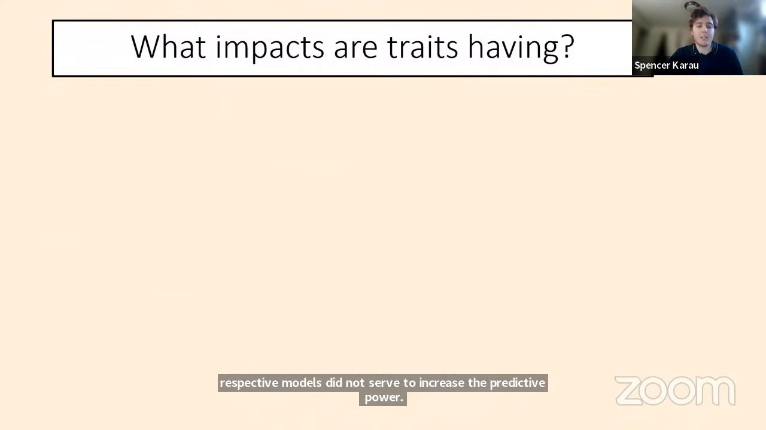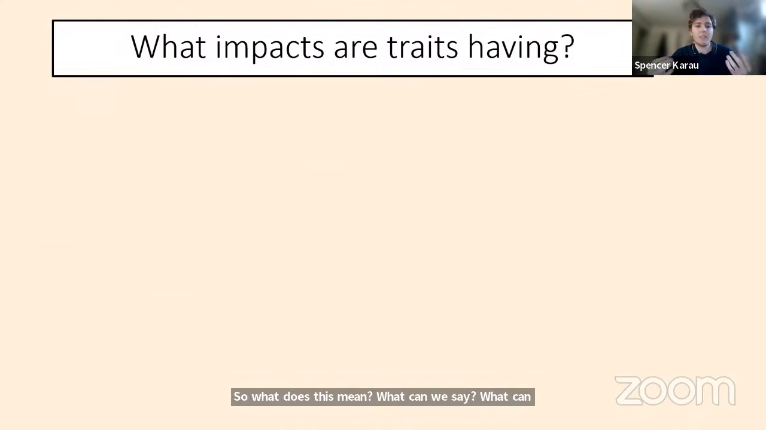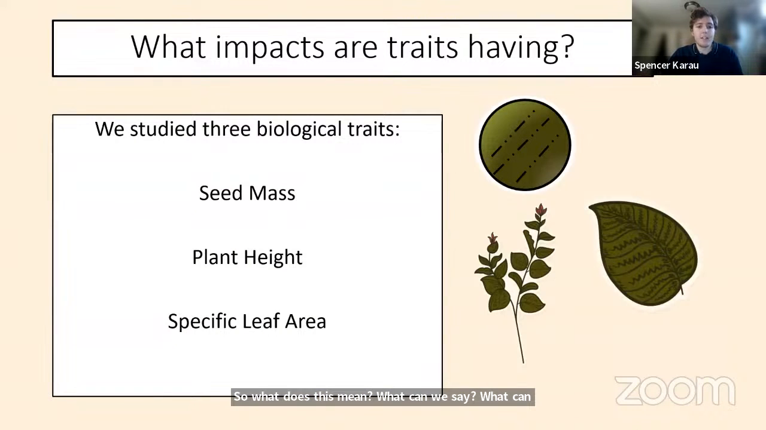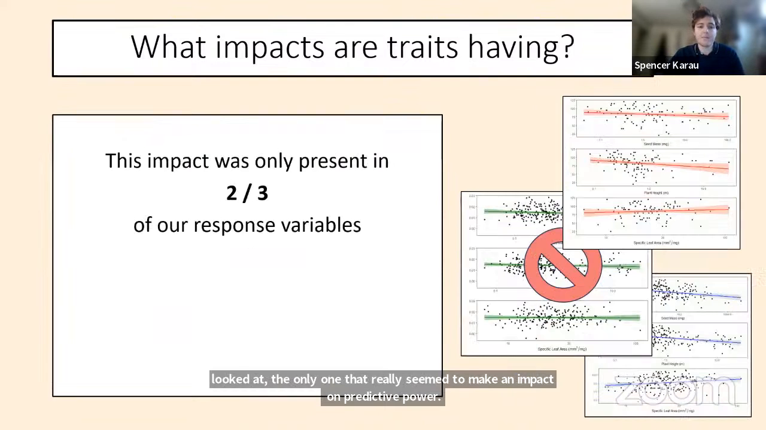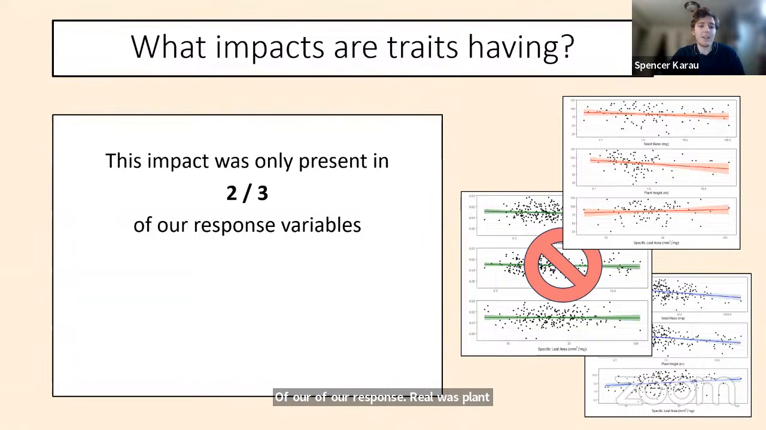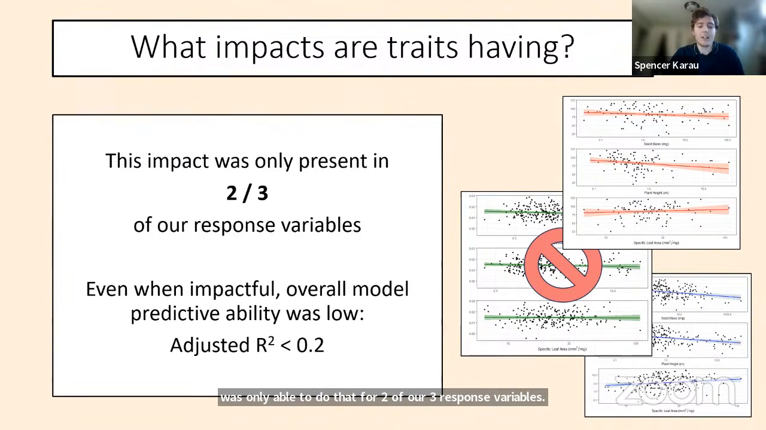So what does this mean? What can we garner from these figures? Well, of the three traits we looked at, the only one that really seemed to make an impact on the predictive power of our response variable was plant height. And it was only able to do that for 2 of our 3 response variables. Moreover, when it did make an impact, the overall adjusted R-squared value of the model was still quite low, with the highest one being less than 0.2.